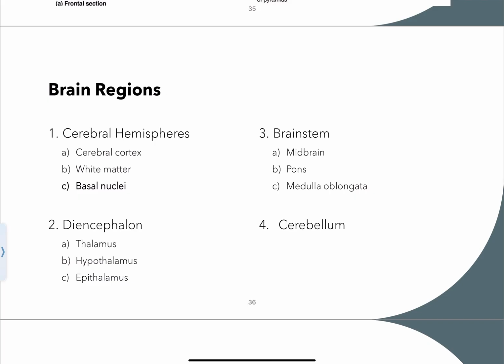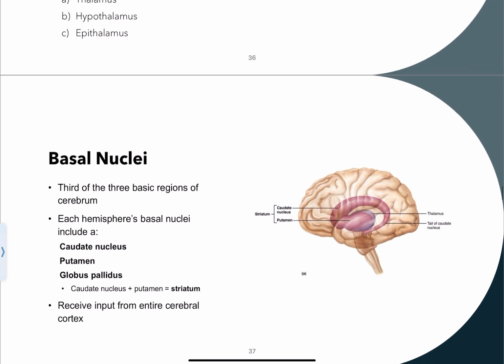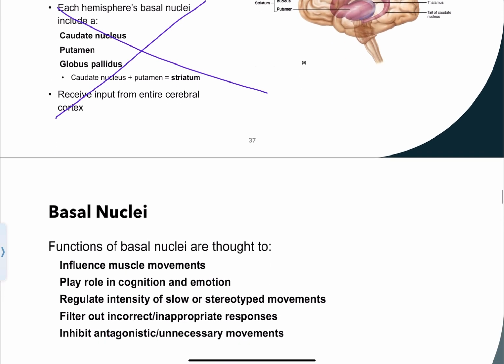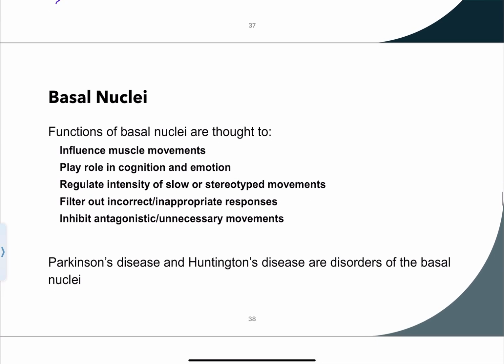The last thing we need to talk about in relation to the cerebral hemispheres is the basal nuclei. You do not need to worry about this. I should have cut that. You don't need to know the three basic regions, or what the basal nuclei include. I just really want you to understand the function. Even though they're really, really small, they have huge functions, or are thought to have huge functions, which include influencing our muscle movements, playing a role in cognition and emotion.